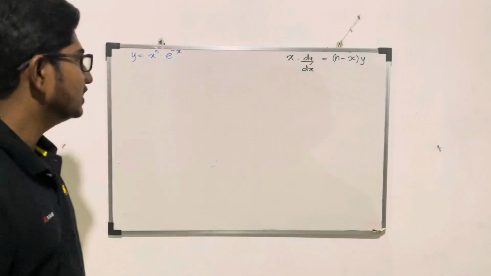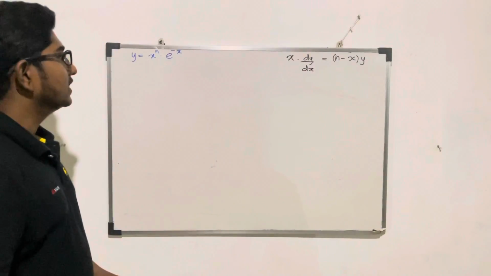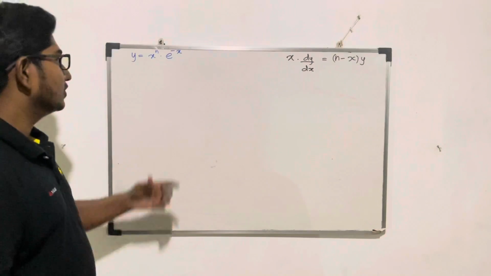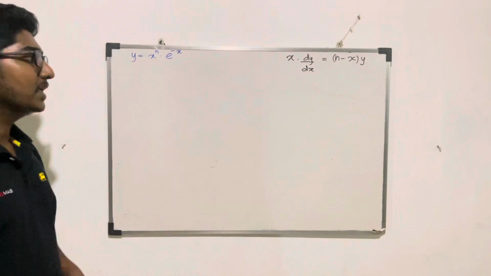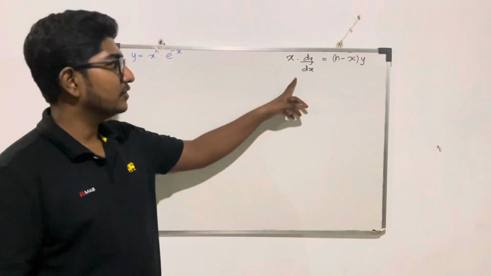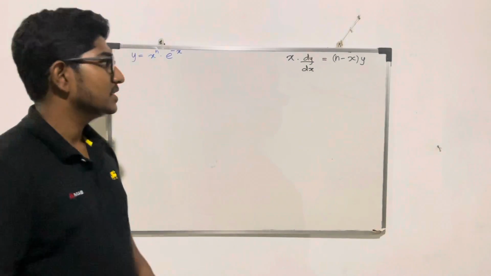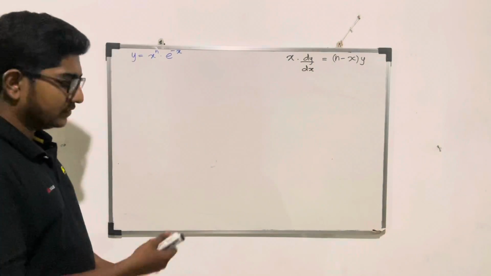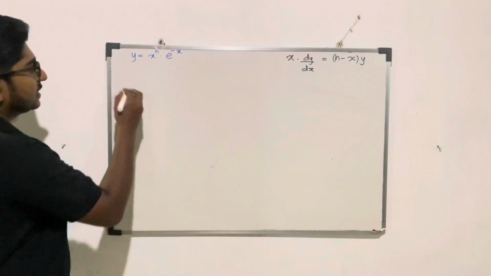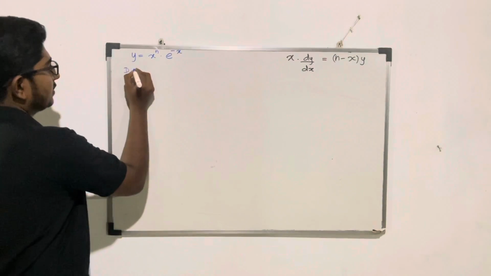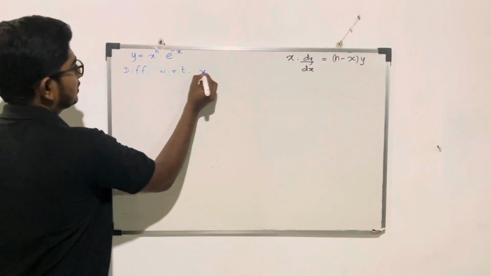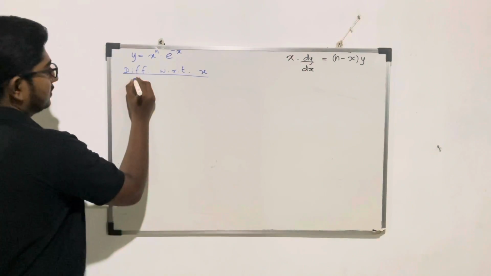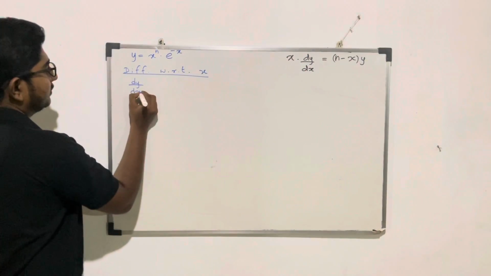Question number 7, they have given a differentiation question. So this is the function y equals x to the power n e to the power minus x. From this we have to show this equation. So the first thing is to differentiate this entire equation with respect to x. With respect to x, this becomes dy over dx.